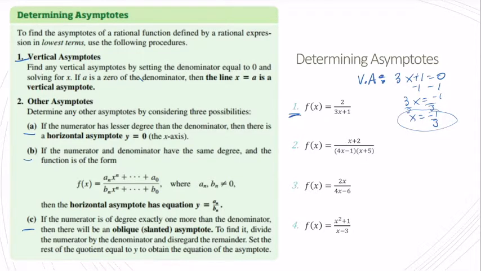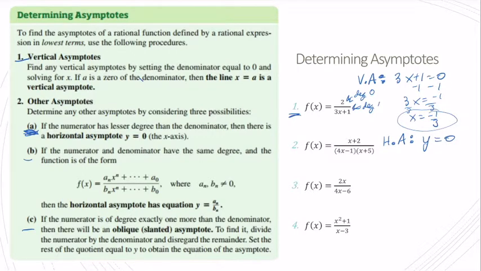Next, I need to check for a horizontal asymptote. If the numerator has lesser degree than the denominator, the horizontal asymptote is y equals 0. Well, my numerator is degree 0 and my denominator is degree 1. So my numerator does have lesser degree than my denominator, so I have a horizontal asymptote at y equals 0.